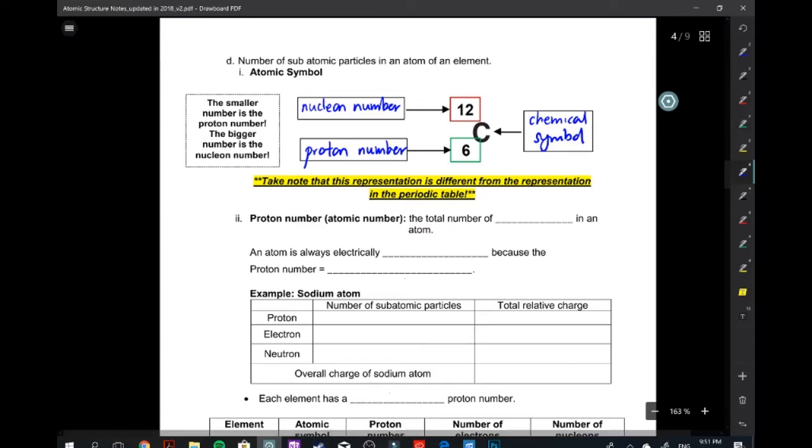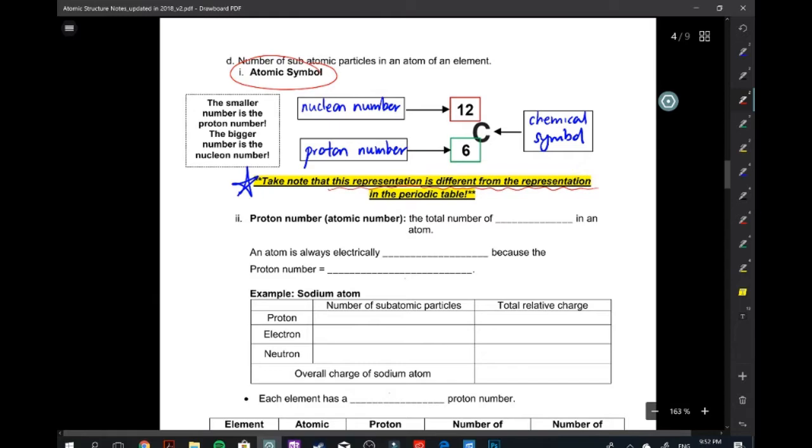Alright, so why exactly is there a difference? Now, I need to emphasize to you that this representation is different from the representation that you see in the periodic table. This is what we call an atomic symbol. In an atomic symbol, it still shows the nucleon number as well as the proton number. However, the numbers actually switch as compared to what you see on the periodic table. And that might be very, very confusing.